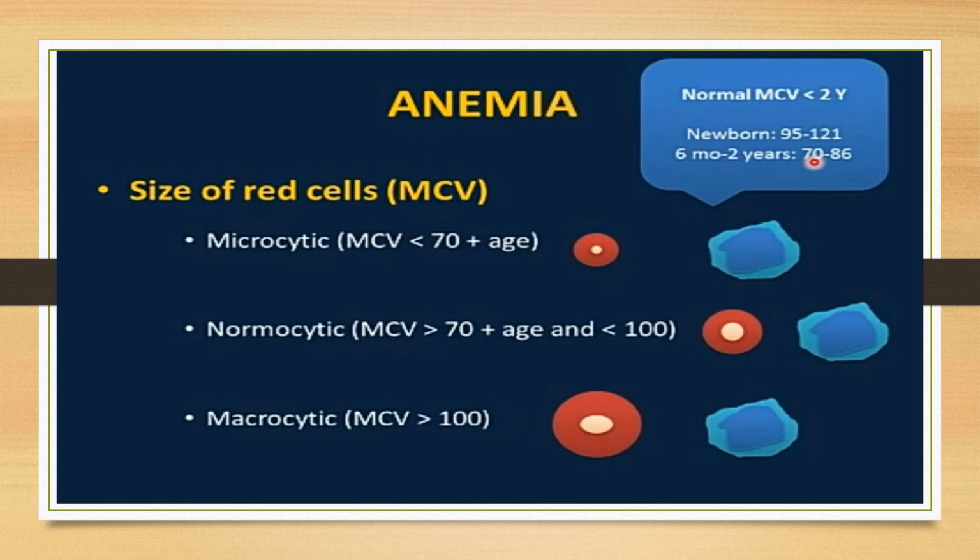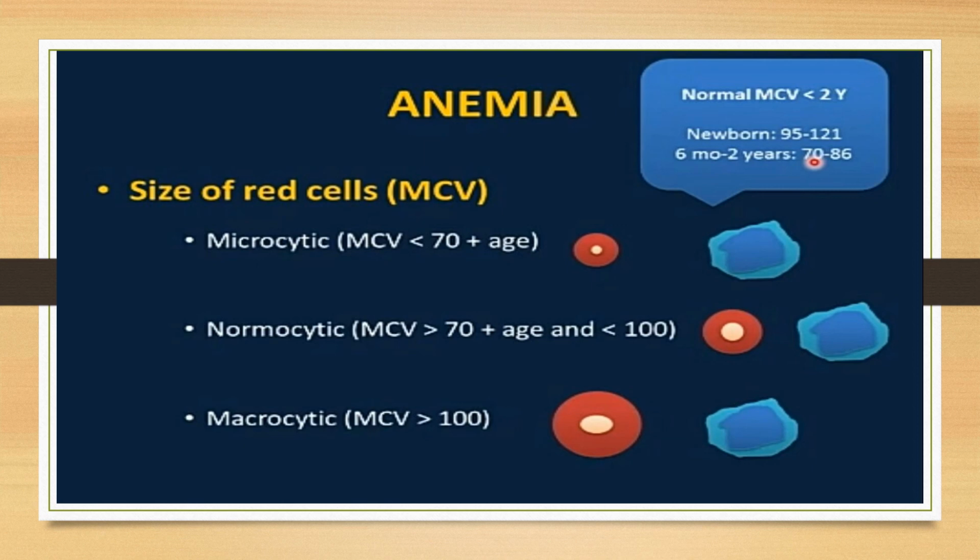Normally, to say MCV is low, normal or high, we should have a chart at hand. We should have a reference based on the age and gender of the child. But if we don't have a reference, we can use the age of the child for the lower limit. For example, we can say microcytic anemia if MCV is less than 70 plus the age of the child. For example, if the age of the child is 8, 70 plus 8 is 78, this is the lower limit of the MCV.